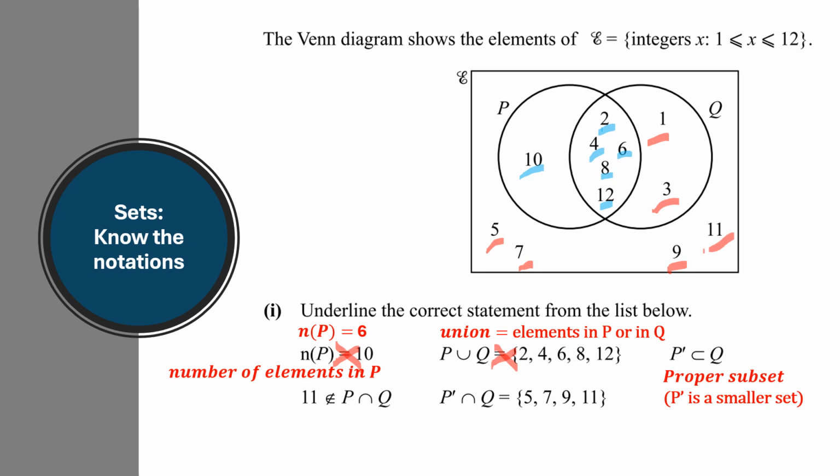But let's take a look at the set Q. What is set Q? Set Q is this set here. So is it true that P complement is a proper subset of Q? No. If it is a proper subset of Q, that means all the elements in P complement must be inside set Q as well. So in this case, this is again not true. So let's move on to the next one.